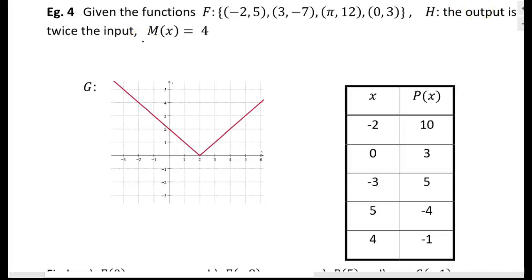h tells us that the output is twice the input. Well, that could be changed into an equation. So the output, h of x, is twice the input. So it's 2 times x. So that's a little bit nicer to look at. The function m is defined as 4. The output is always 4.